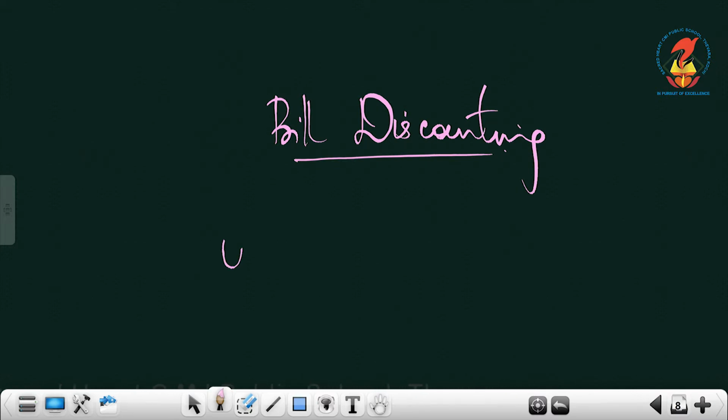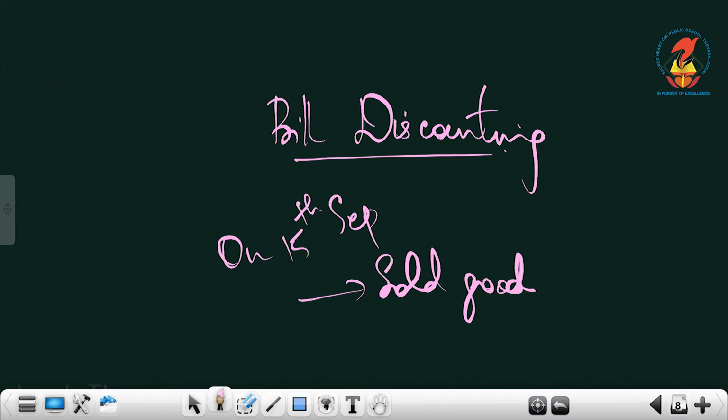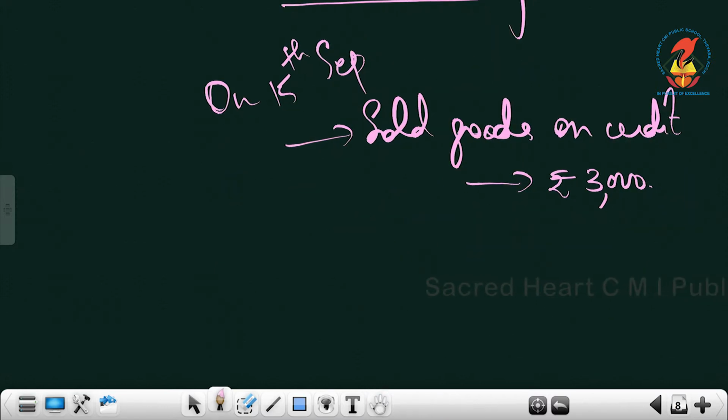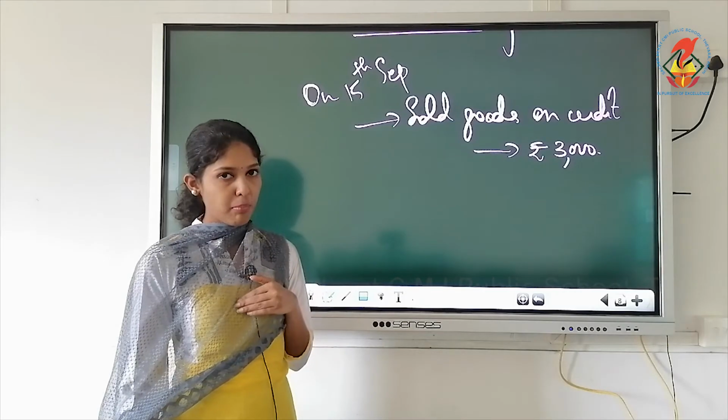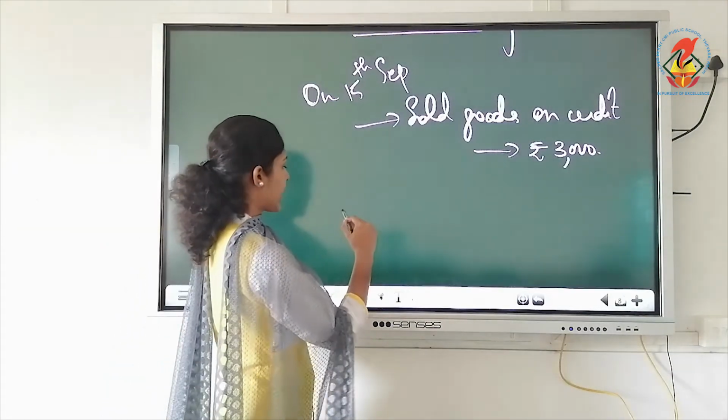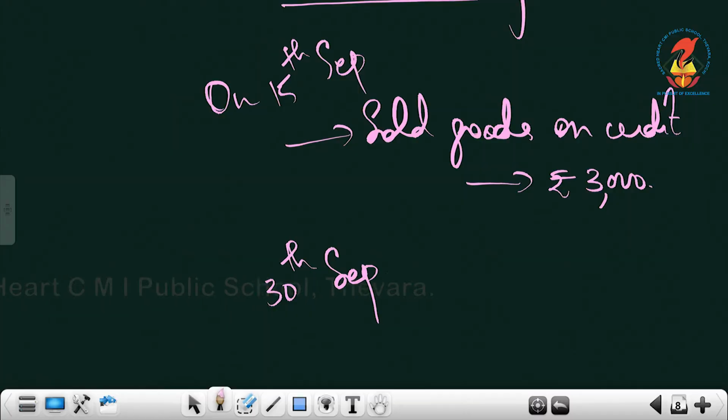Bill discounting means, suppose on 15th of September we sold some goods on credit. You know what is the meaning of credit basis, for rupees 3000. You sold goods on credit basis. That means, will you get the amount on 15th September? No. You will be getting only on a later date. The agreement was like on 30th September, the customer would make the payment of rupees 3000.